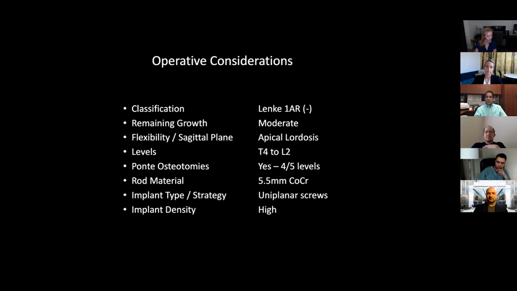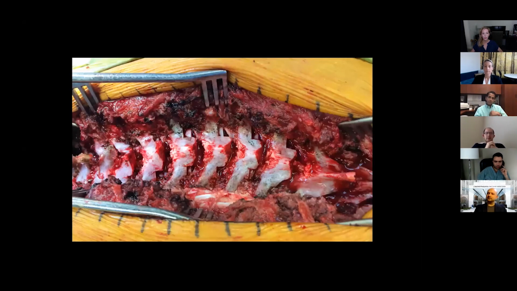So I'll tell you, this is what we thought about. T4 to L2. Yes on the Pontes, and we'd like to use a 5-5 rod system in a very thin patient like her with uniplanar screws and a high implant density, because we have a lot of apical rotation and we have a lot of kyphosis that we want to restore.